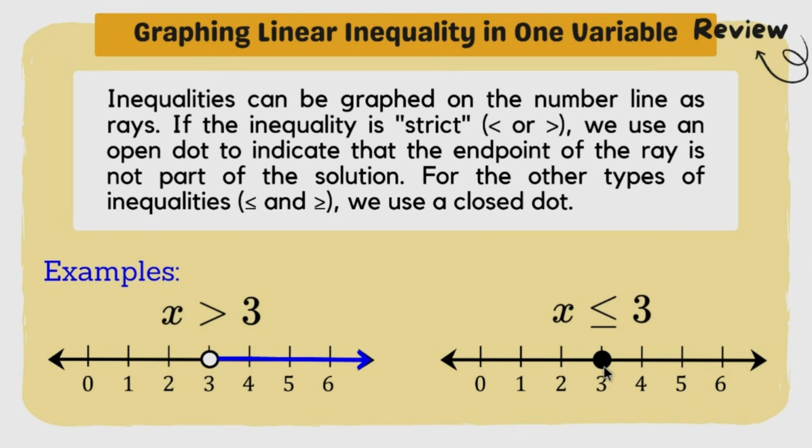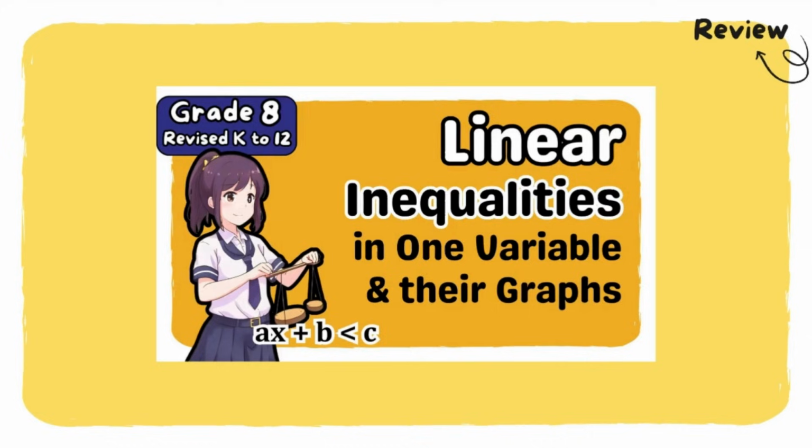So we have here less than or equal, meaning we will shade the left side. Ibig sabihin, yung value ng x pwedeng 3, pwedeng 2, pwedeng 1, 0, or even the negative numbers as long as they are less than or equal to 3.